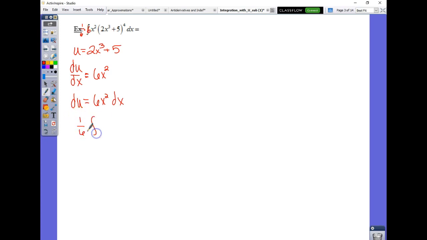I've got a 1/6 here. I still got my 2x to the third plus 5 to the fourth power here. But now what do I have? I have a 6x squared dx in my problem. And when I do that, I can replace the 6x squared dx with the du.